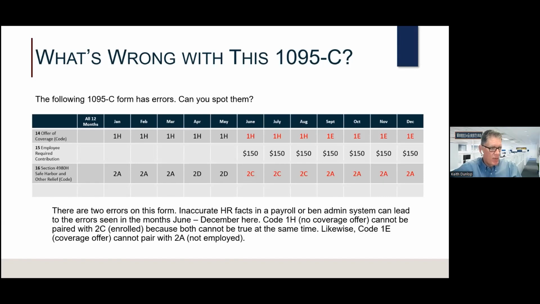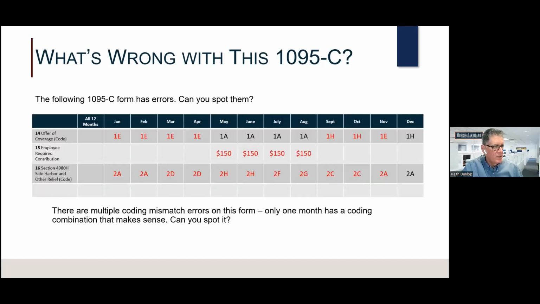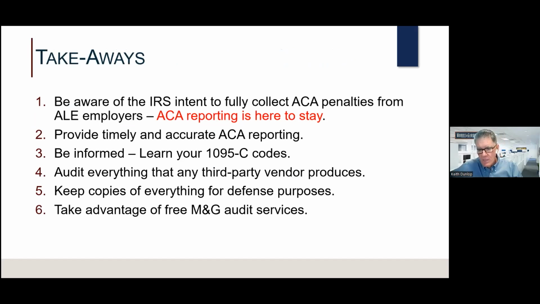Here's another form with similar problems. The 1H 2A and 1H 2D in the first few months is totally valid. These combinations work. But then look what happens again in the subsequent months. We have 1H paired with 2C. We know now that those two things cannot be true. And 1E, offer of coverage, paired with 2A, employee not employed. Again, that's an invalid combination of codes. You cannot have an offer of coverage to someone that does not work for you. This code combination makes no sense, and this should cause you to go back and re-examine your HR data. So I have several examples of these forms where there are issues with the coding. Again, go through these examples on the full presentation.